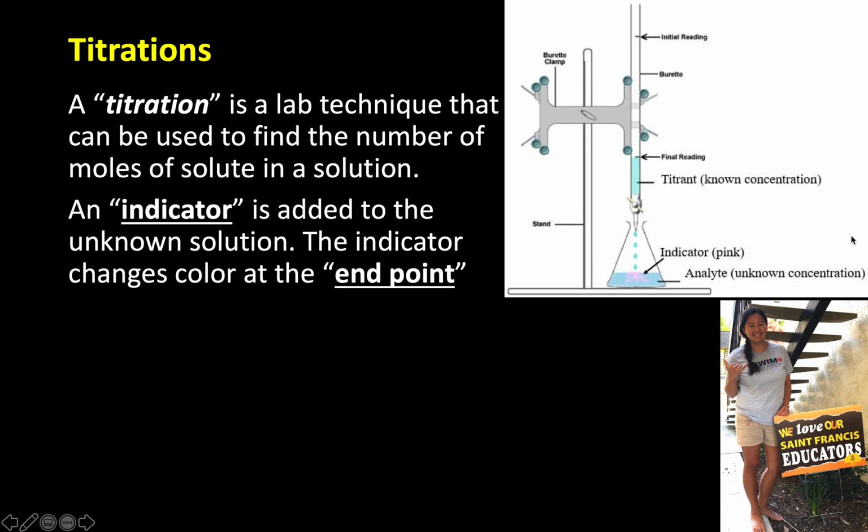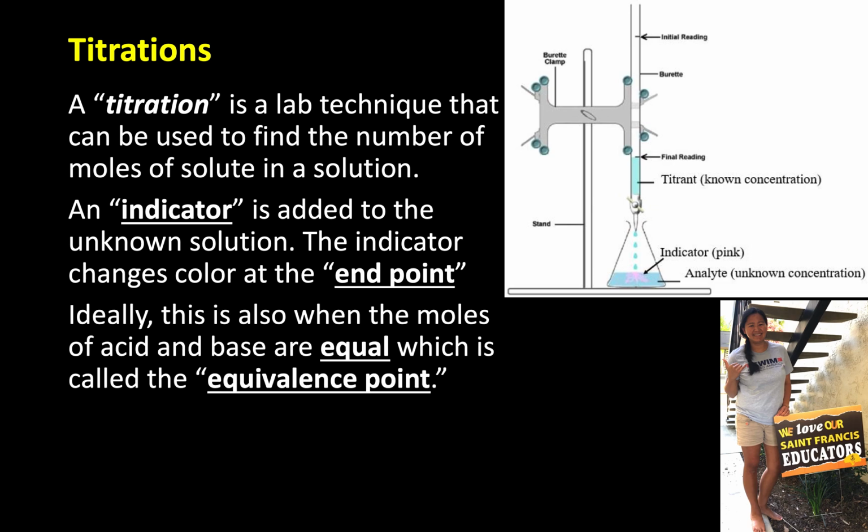Okay, an indicator is added to the unknown solution. The indicator changes color at what's called the end point, and that will tell us when the titration is over, because often our solutions are clear and colorless, and we don't know when the reaction has been completed. Hopefully, this is also when the moles of the acid and base are equal, which is called the equivalence point, and typically we're doing an acid-base reaction here with titrations.